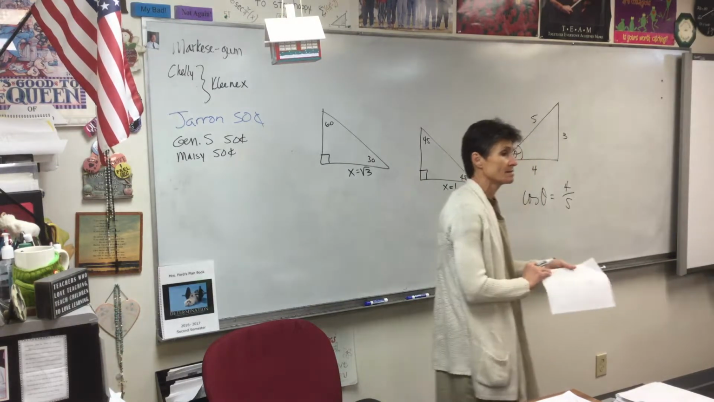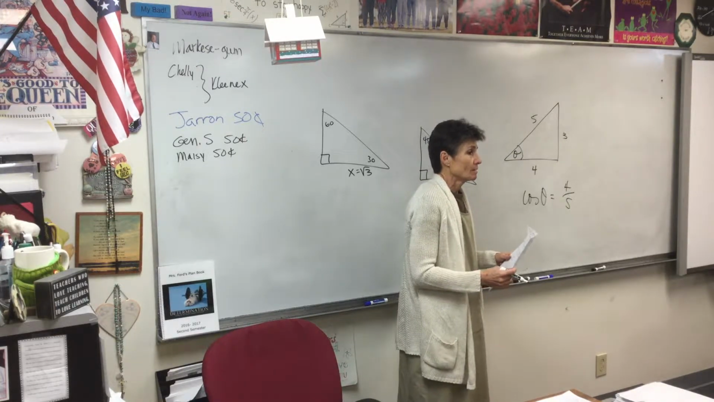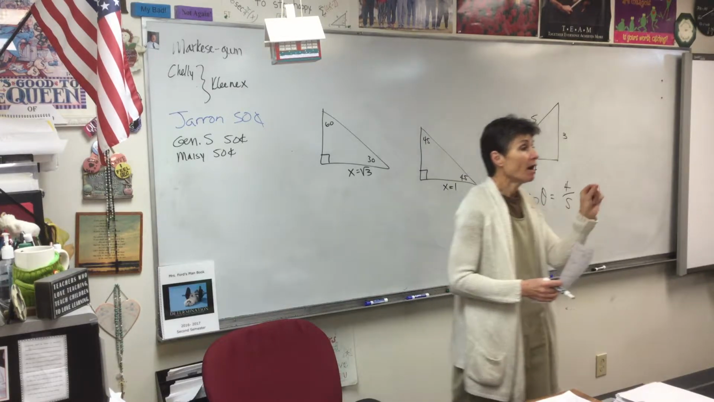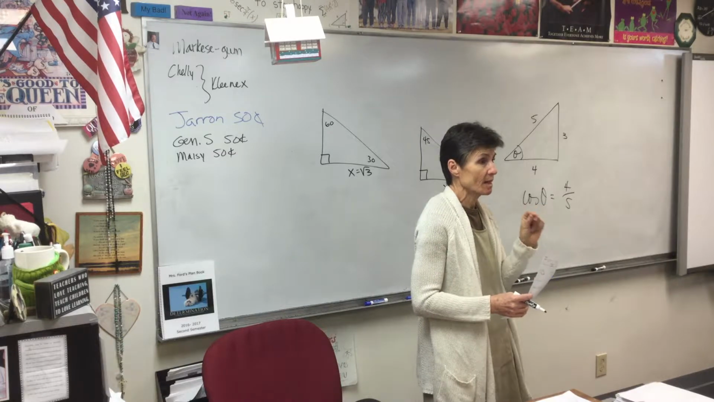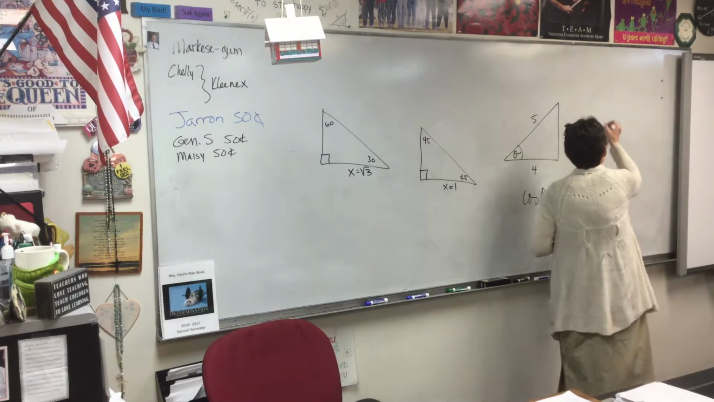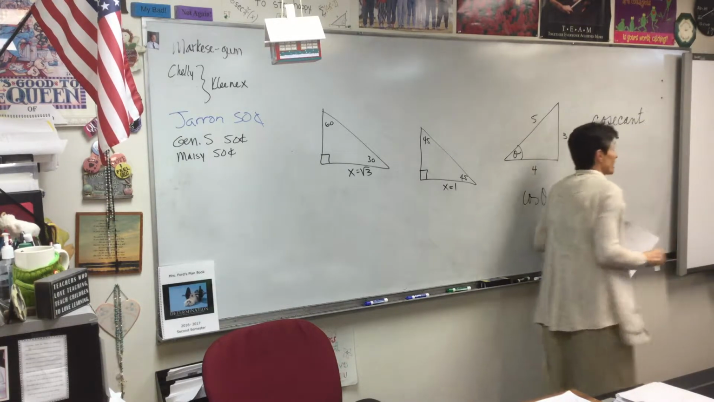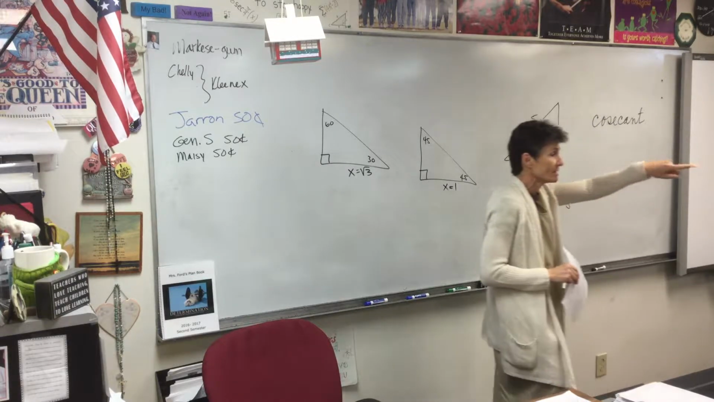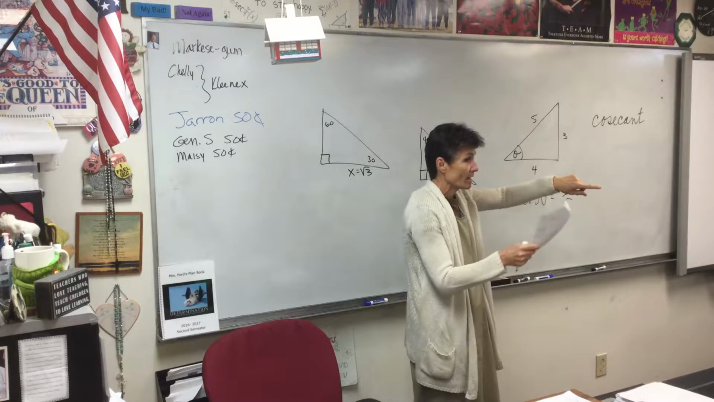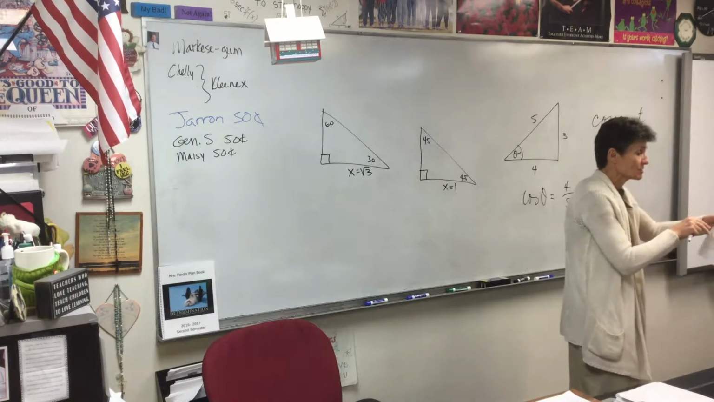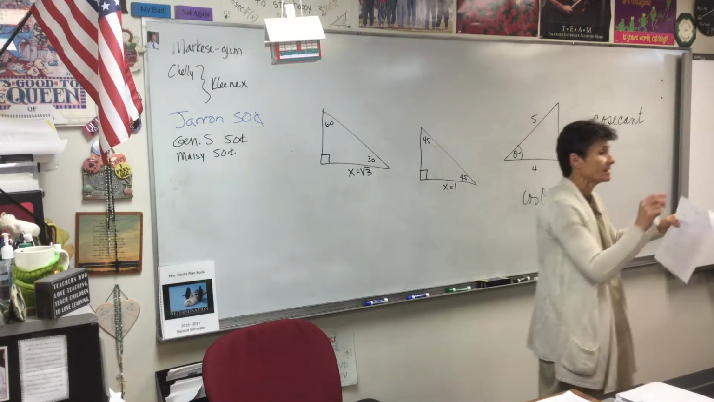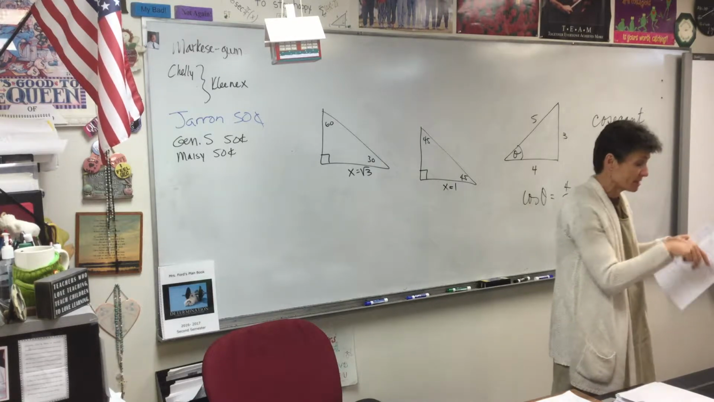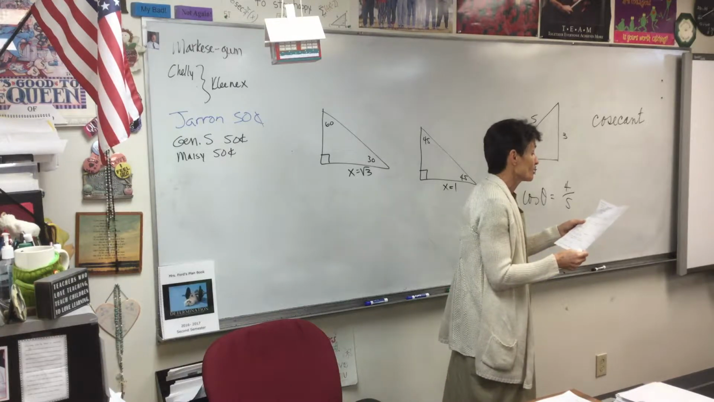What is the reciprocal of the sine? The name of the function that is the reciprocal of the sine. Hypotenuse over opposite. Cosecant. The cosecant is the reciprocal of the sine. On your pink sheet, I have them lined up next to their reciprocals. So sine is lined up with cosecant, cosine with secant, tangent with cotangent.